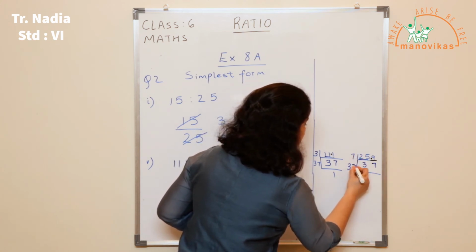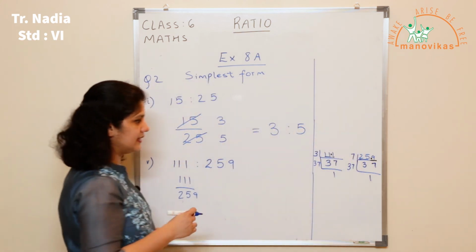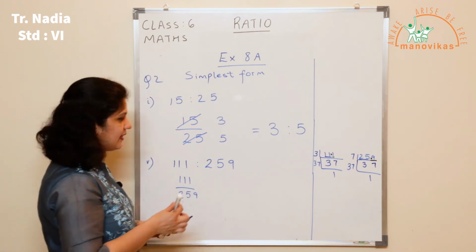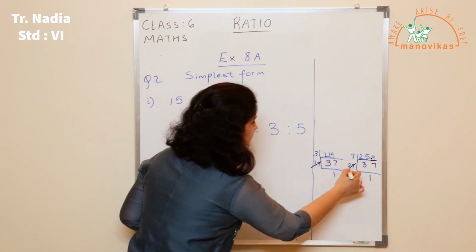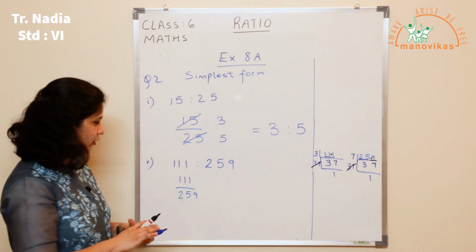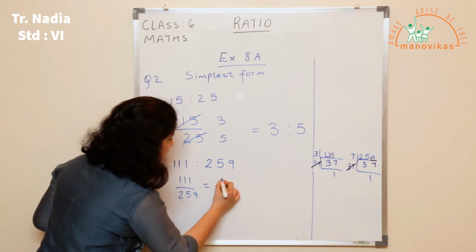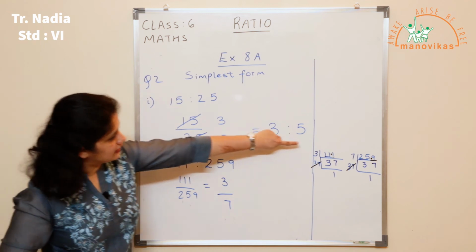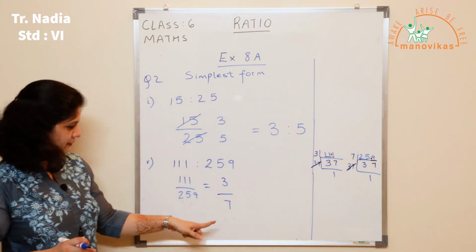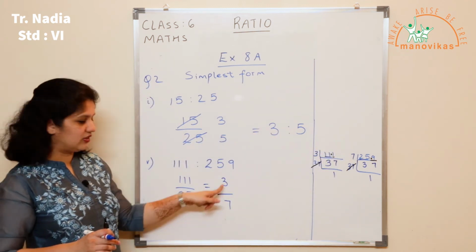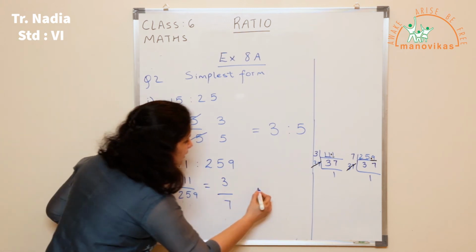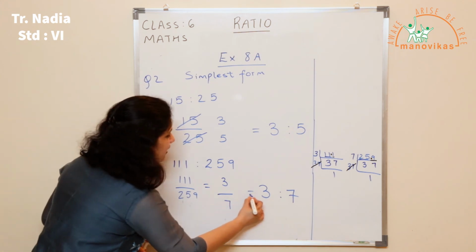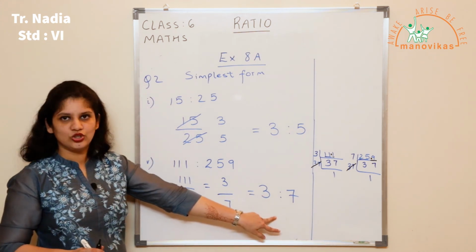I'll again make use of 37. 37 ones are 37. So my numerator and denominator are factorized. Let us strike off what is common. 37 is common, so we strike it off. What is left in the numerator? 3. What is left in the denominator? 7. So when I reduce the fraction, I got 3 and 7. Now, don't forget to put it back in the ratio form. Your simplified ratio will be 3:7.